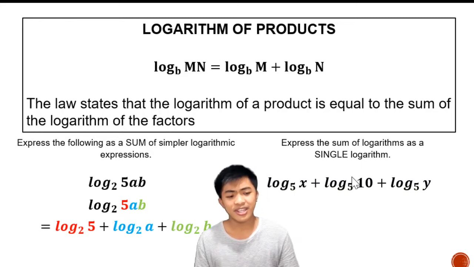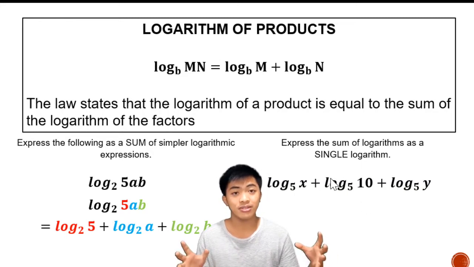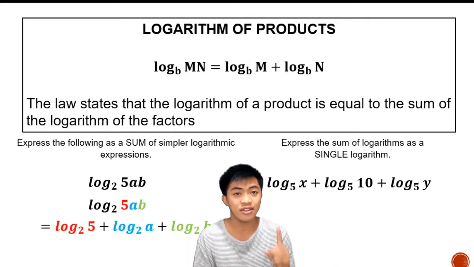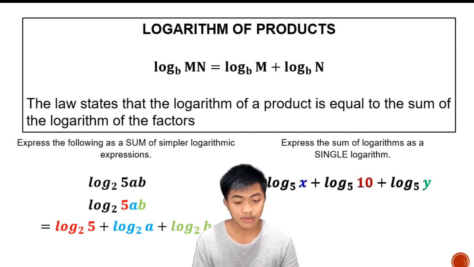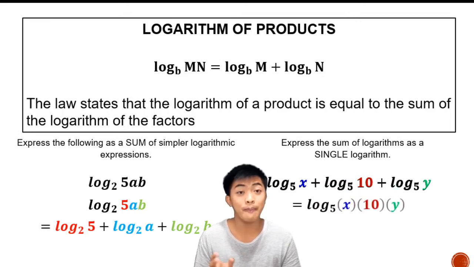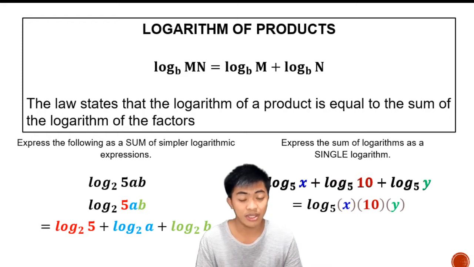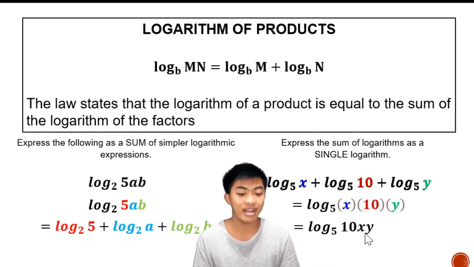Now, what if we are given a sum and we are asked to combine it or condense it into one single logarithmic expression? Well, it's the reverse process of this one. Okay, so first step, we identify the arguments. So the arguments here are x, 10, and y. So we get log and then the base, and then we multiply the arguments. So the arguments are x, 10, and y, and if we multiply them, the product is 10xy.